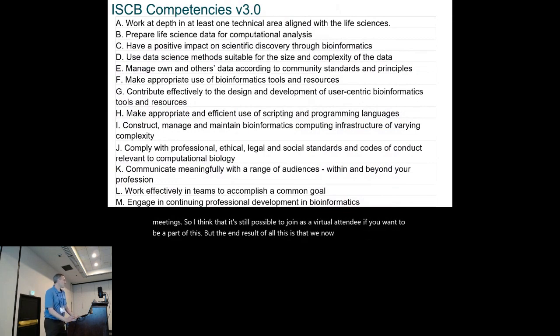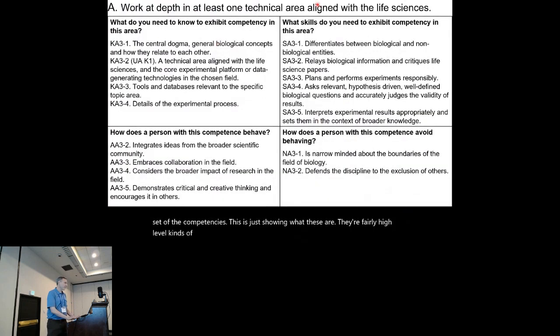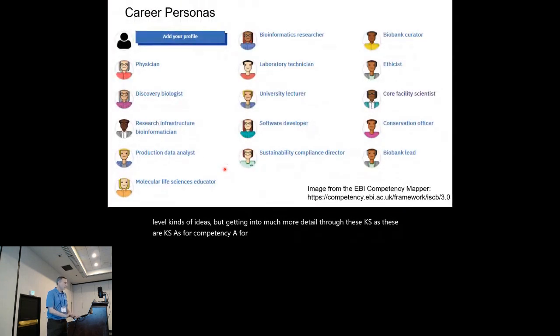But the end result of all of this is that we now have a version 3 set of the competencies. This is just showing what these are. They're fairly high-level ideas, but getting into much more detail through these KSAs. So these are KSAs for competency A, for example, as well as a much expanded notion of different career personas, different groups of people who need training in this area and might have different needs for competencies or need them at different levels of mastery.